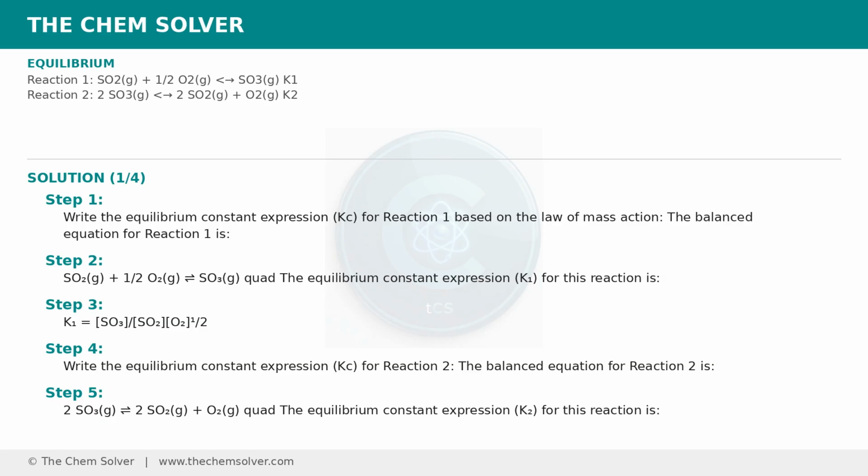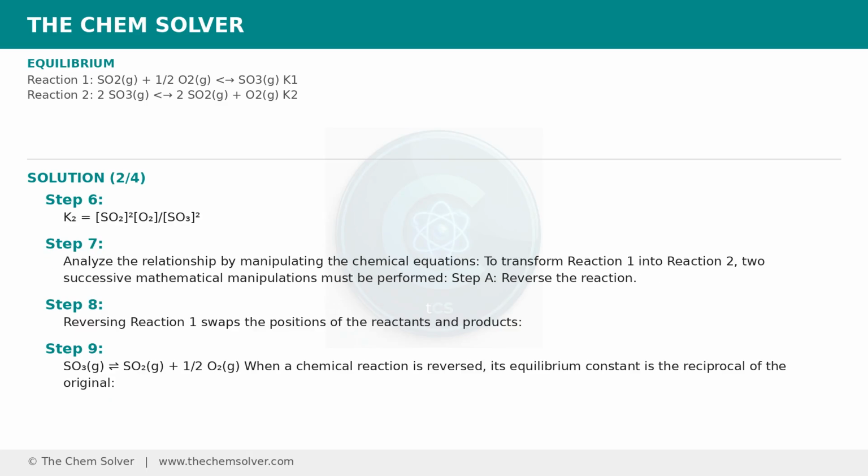Write the equilibrium constant expression, Kc, for reaction 2. The balanced equation for reaction 2 is 2SO3 in equilibrium with 2SO2 plus O2. The equilibrium constant expression, K2, for this reaction is K2 equals [SO2] to the power 2 [O2] over [SO3] to the power 2.